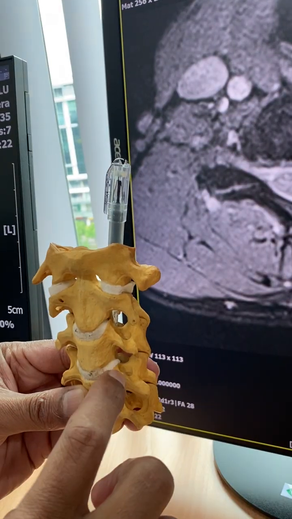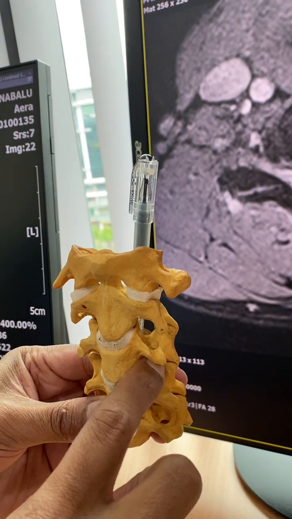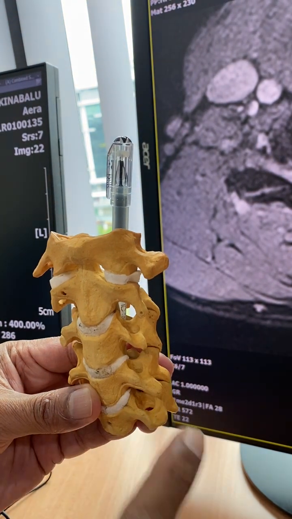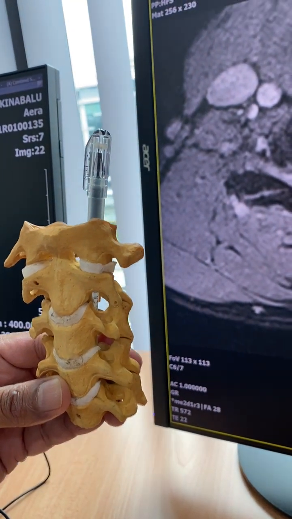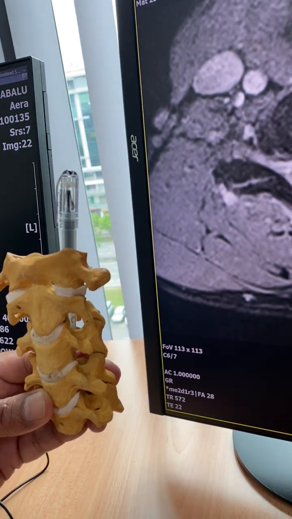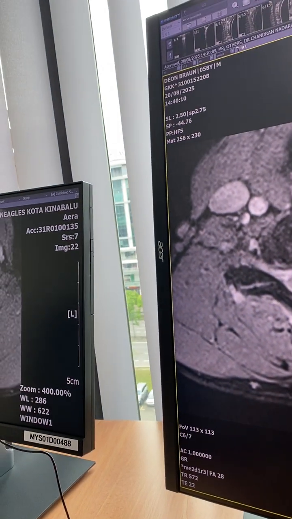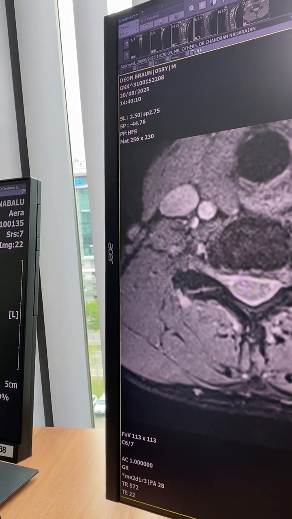So if there is a stenosis or compression of the nerve root here, you will feel the pain radiating all the way along the path of the nerve root, heading towards the fingertip, including the shoulder blade.